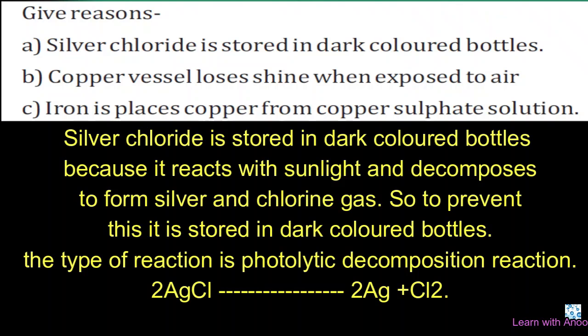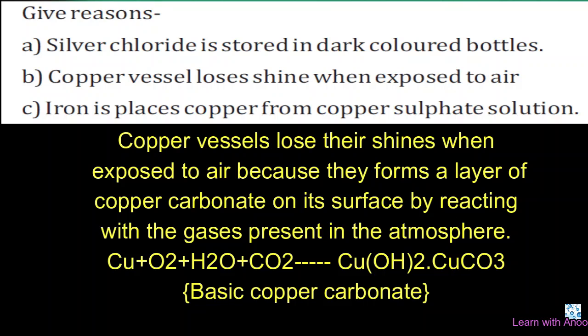Answer A: silver chloride is stored in dark coloured bottles because it reacts with sunlight and decomposes to form silver and chlorine gas. So, to prevent this, it is stored in dark coloured bottles. The type of reaction is a photolytic decomposition reaction. Answer B: copper vessels lose their shine when exposed to air because of corrosion. The corroded copper turns green, as copper forms a metal oxide when exposed to air.